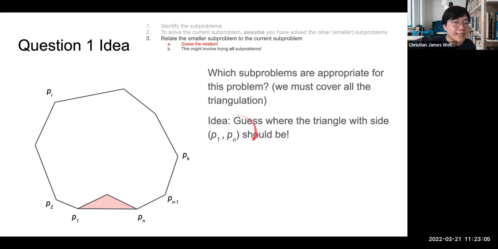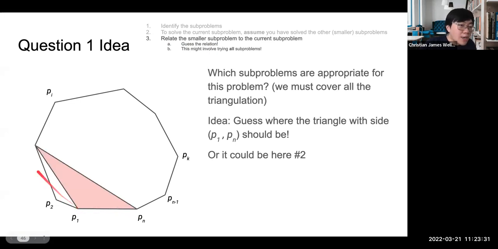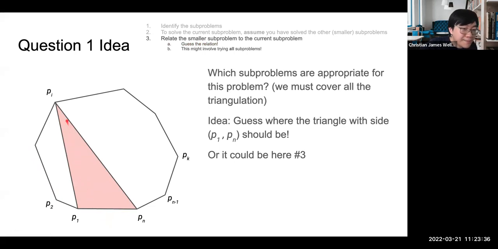So maybe my guess here, which eventually will turn out to be the correct guess, is guessing where the triangle with side P1, Pn should be. So to triangulate this entire polygon, you need to triangulate something with this base. With this base, but where should it go? It could be here. It could be here. This could be the first triangle with base P1, Pn. Or it could be here, or here, or here.